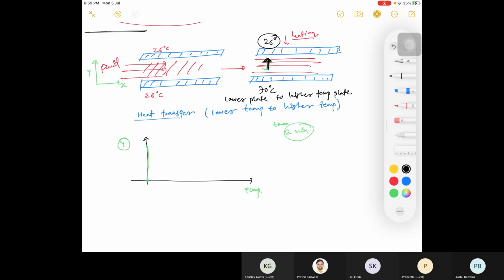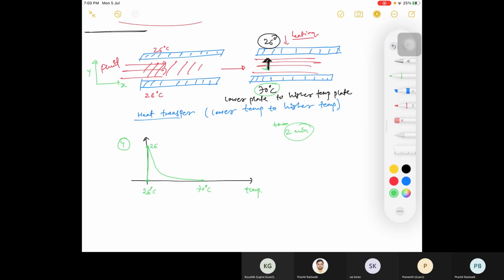So initially, at time t equal to 0, both the surfaces were at a temperature of 26 degrees Celsius. After some time t, this lower plate is at 70 degrees Celsius. So here the temperature will be high, 70 degrees Celsius. The upper will stay at 26. This kind of profile you will get.